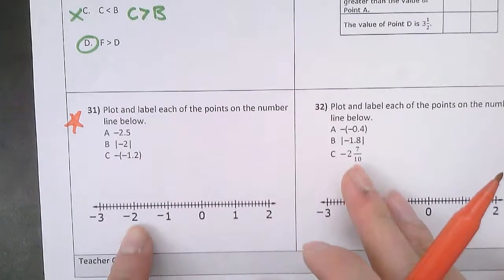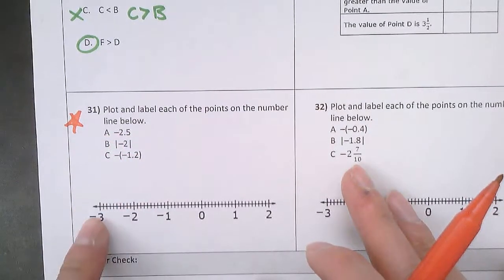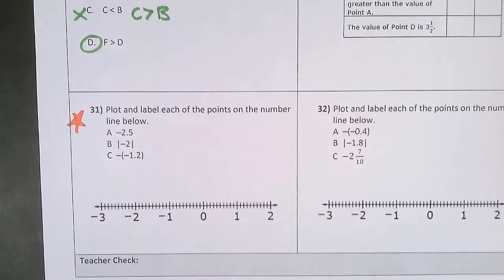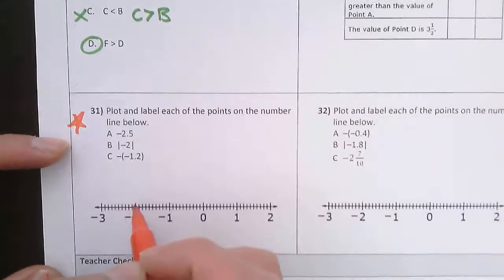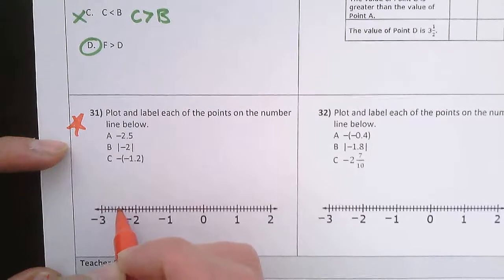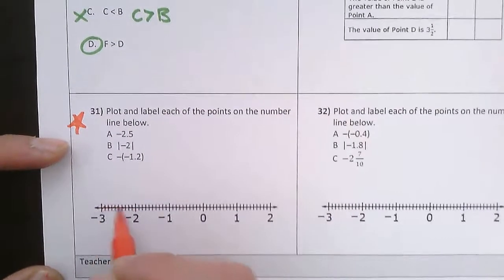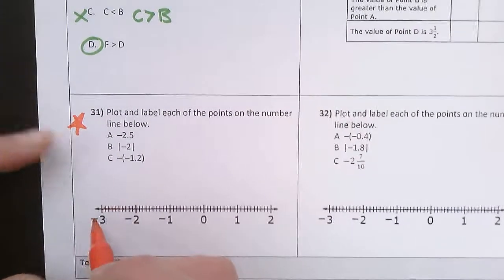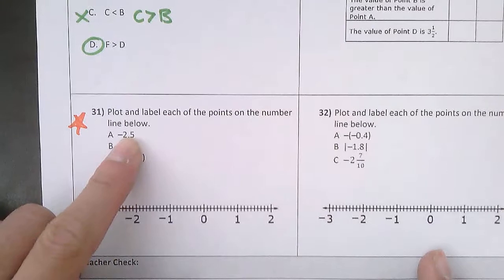So I find negative 2, okay, and negative 2.5 is between negative 2 and negative 3. I'm going to count how many little spaces are there in between negative 2 and negative 3. 1, 2, 3, 4, 5, 6, 7, 8, 9, 10. There's 10 spaces in between, which means each space represents 1/10. And here I have negative 2 and 5/10.